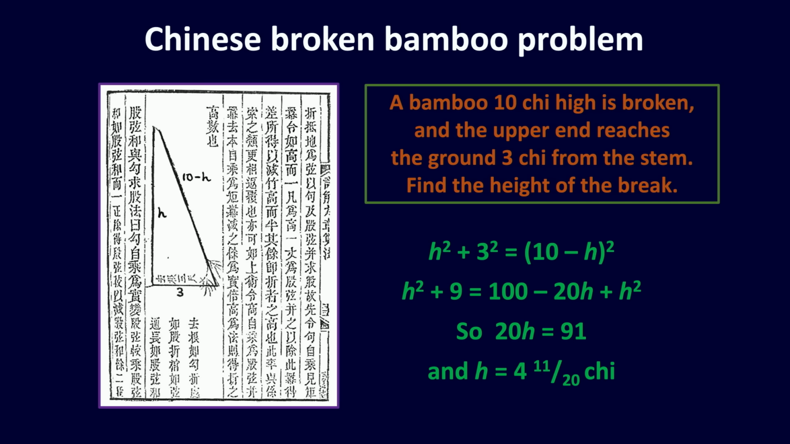To solve this with our algebraic notation, we let h be the height of the break. Then one side of the triangle is 3, and the longest side is 10 minus h. Then, by the Pythagorean rule, h squared plus 3 squared is 10 minus h all squared. And solving this equation gives the answer of 4 and 11/20 chi. There are hundreds of proofs of the Pythagorean theorem, and we'll look at 3 of these.